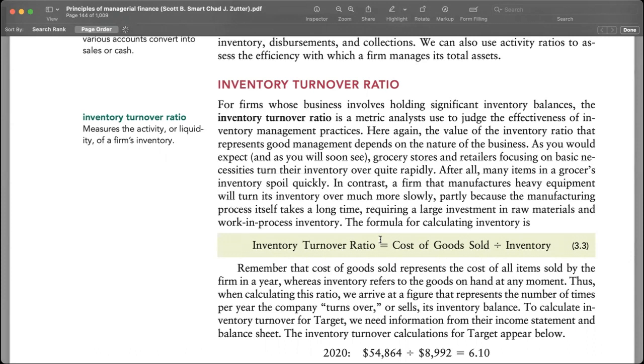It has been utilized 10 times in a year. This is why inventory turnover is 10 in this case. Cost of goods sold divided by inventory is 10. Do you get that or not?